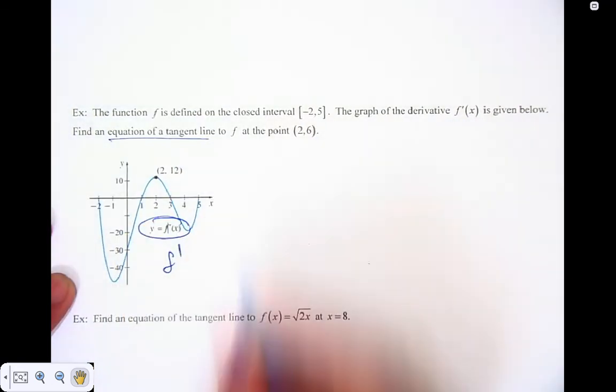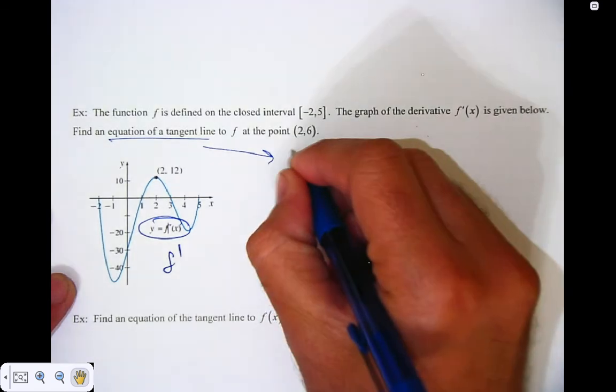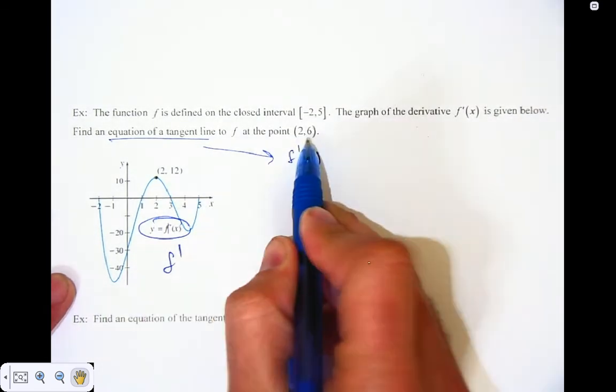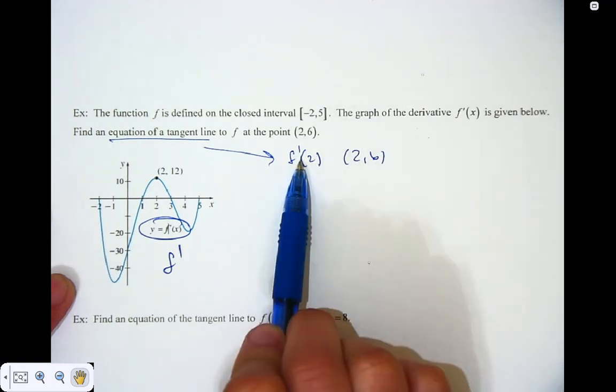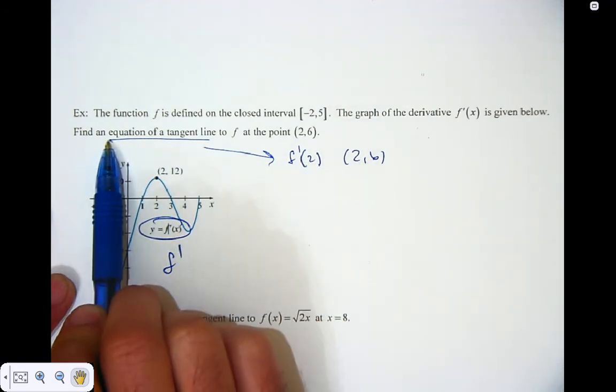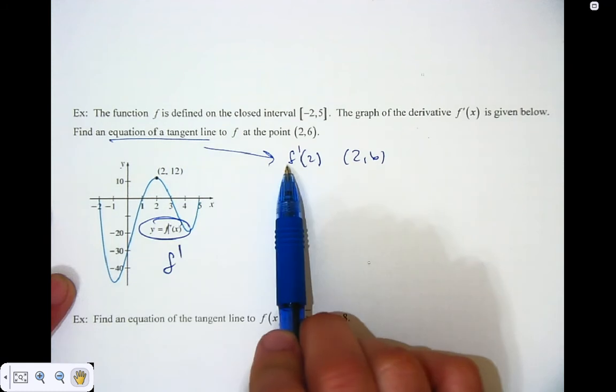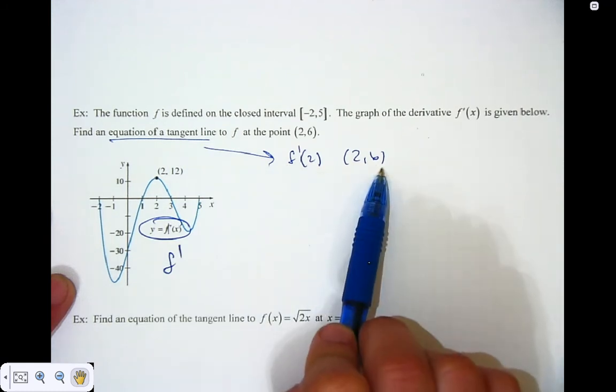Find the equation of a tangent line, underline. What do I need? I need the derivative at the point, and I need a point. How come? Because I use point slope form. So anytime you're asked to find a tangent line, you underline it. You write this down, write down what you need, and then go answer the question.